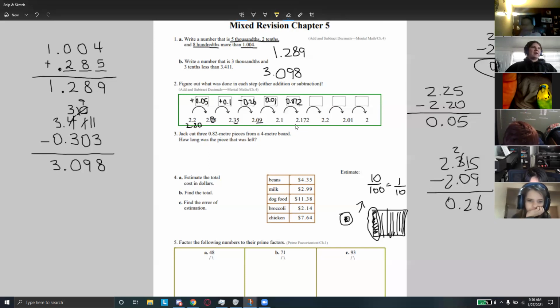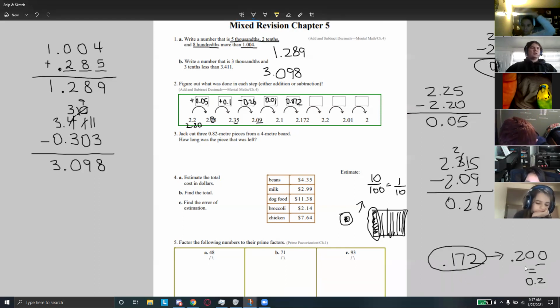Now we're going from 2 and 172 thousandths to 2.2, or 2 and 2 tenths. And so we have to go from 172 thousandths to 200 thousandths. And that's because 200 thousandths is equal to 2 tenths. Remember, 200 thousandths is equal to 200 out of 1,000. And 200 out of 1,000 is the same as 20 out of 100, which is the same as 2 out of 10. They're all the same.